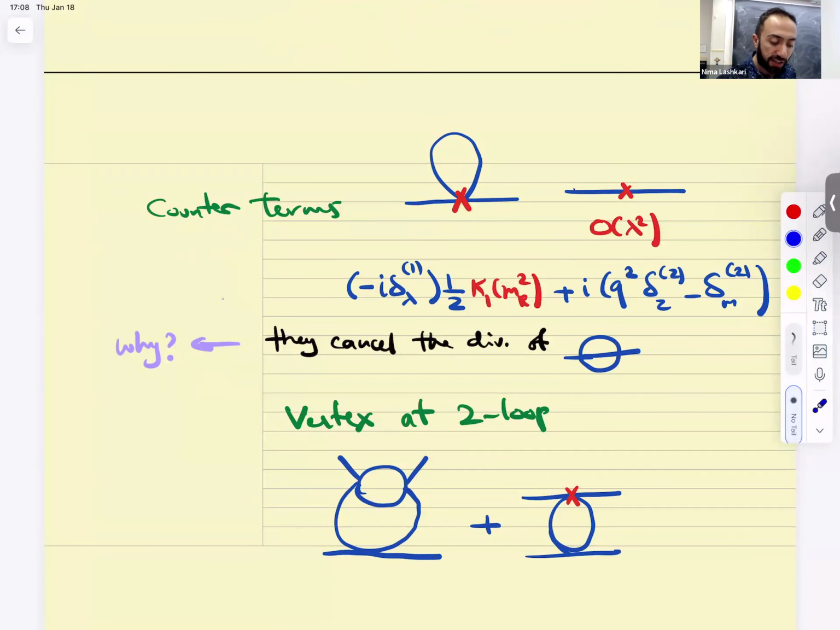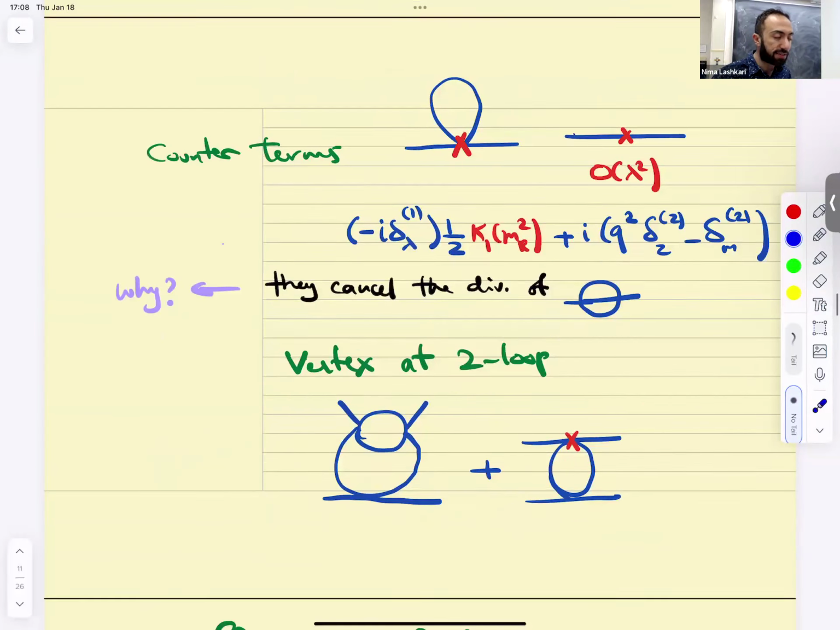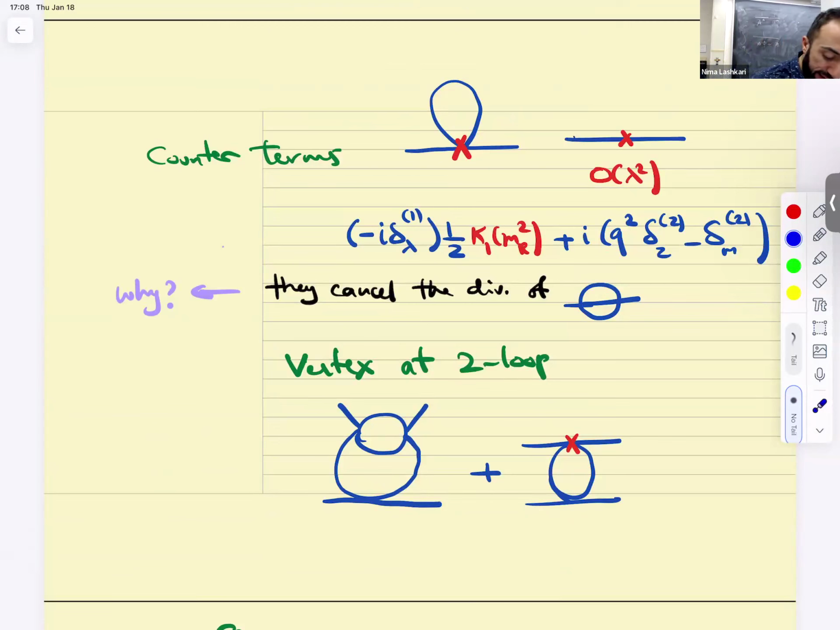How do they look? This is going to look like delta lambda, 1 half, k1 of m r squared. Why k1 of m r squared? Because this is literally the diagram we did before with this bit added to it. There's really no difference. And then this one you just read off, like a vertex, and put it in here. Good. As a homework problem for you, you'll see that the divergences we found above and these divergences cancel in dim reg, and everything is fine. So this diagram is clean and nice.